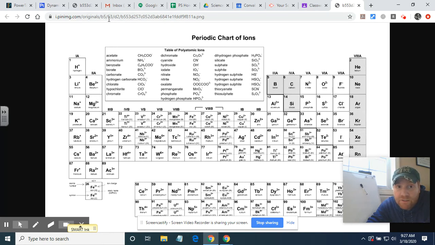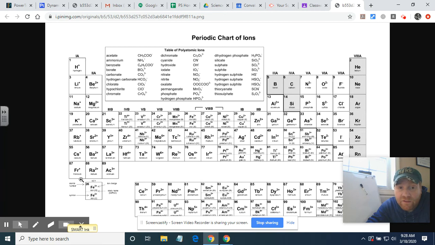The other elements, however, the ones we're going to focus on for right now, the representative elements, the elements that are in groups 1A, 2A, 3A, 4A, 5A, 6A, and 7A. You'll notice that for the most part, they have a set charge. Let's focus on 1A.